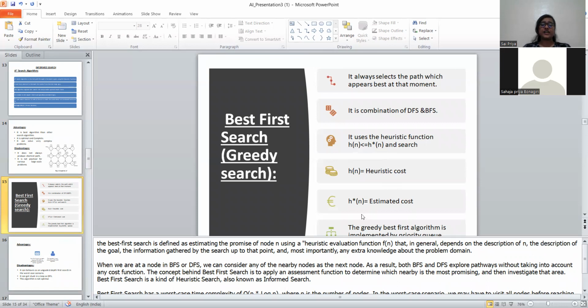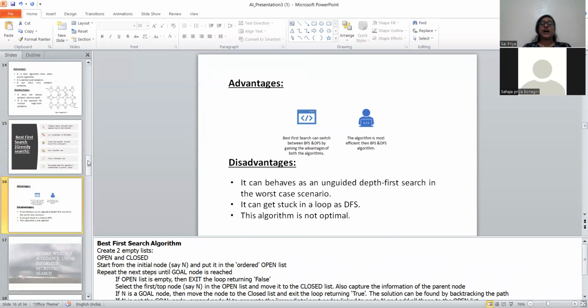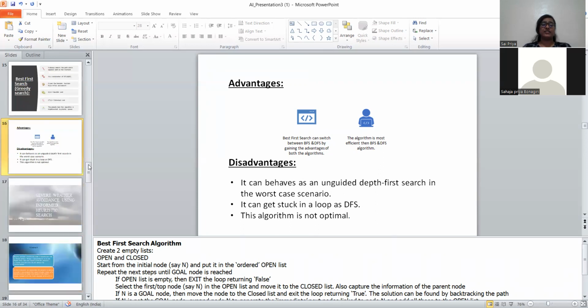In this greedy best first search algorithm, every node is investigated, and best first search is applied to determine which nearby node is the most promising using knowledge of the problem domain. Coming to the advantages and disadvantages, the advantage is that it gains the advantages of both DFS and BFS. The disadvantage is that it can get stuck in a loop like DFS, and this algorithm is not optimal. So we have to consider, most probably, choosing the A star search algorithm.